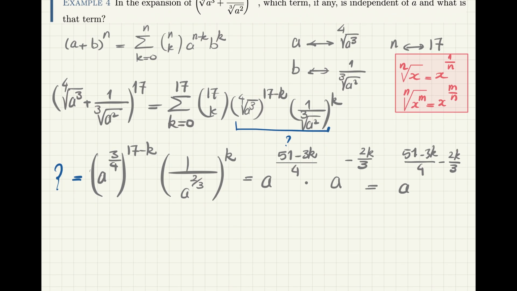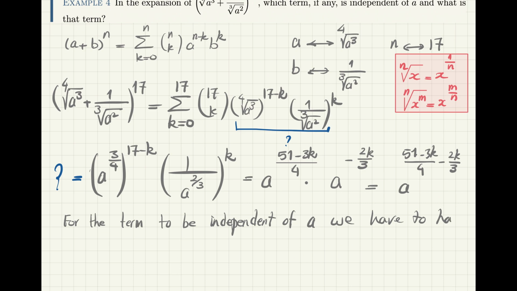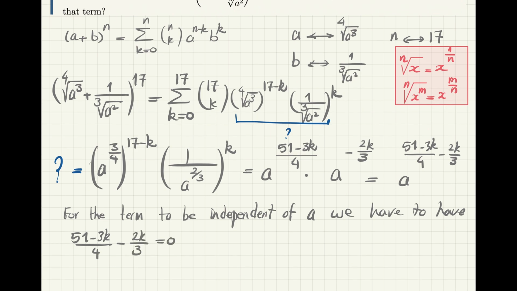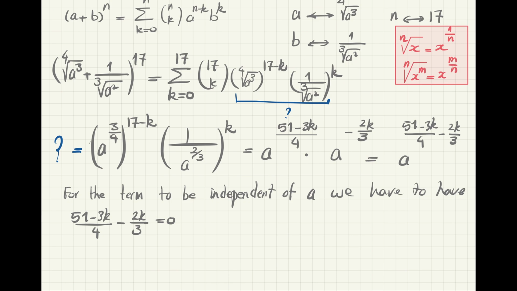So for the term to be independent of a, we have to have 51 minus 3k over 4 minus 2k over 3 equals 0. So then it means that I have to solve this equation and find the possible value for k.